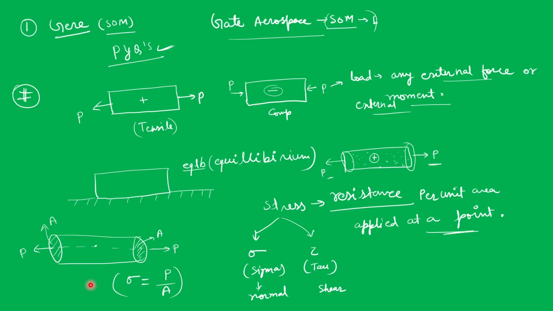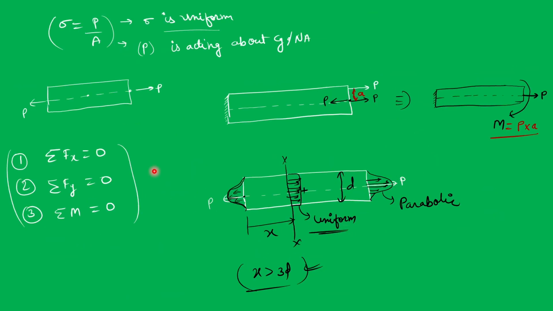That is the stress. And this sigma is uniform in nature, so when we say sigma is equal to P by A in the exact form, this means that this load is acting at the center of gravity or at the neutral axis. Now, load is any external force or external moment. And we have seen this.